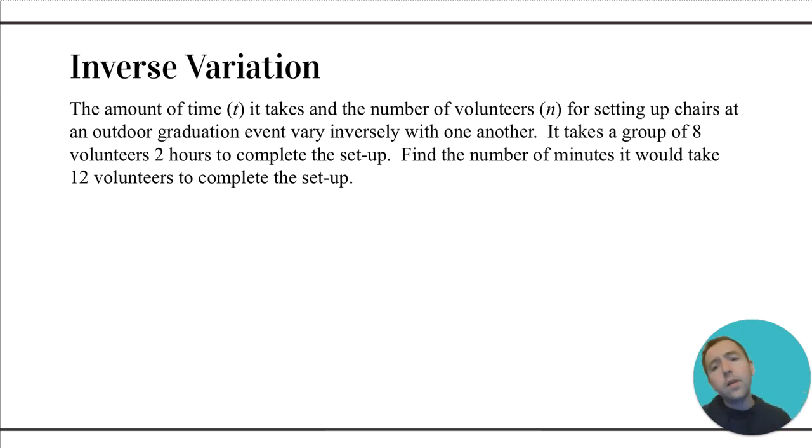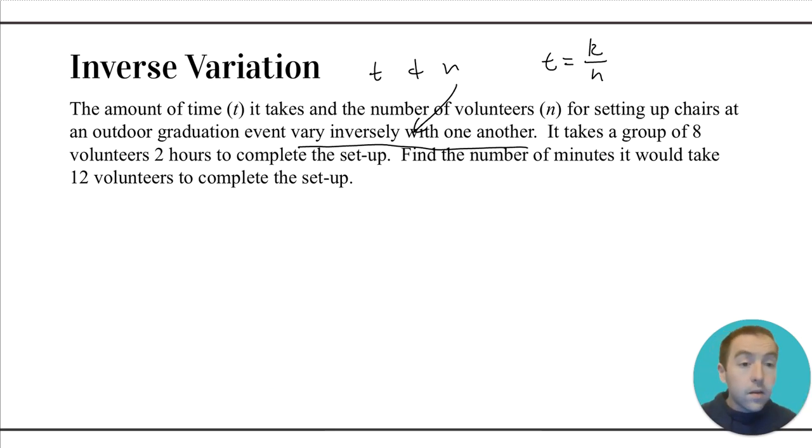Okay, so another great example right here. The amount of time t it takes and the number of volunteers, represented by n, for setting up chairs at an outdoor graduation event, they vary inversely with one another, right? So t and n do. That tells us that t is going to be equal to some constant of variation divided by n because they vary inversely with one another. It tells us that it takes a group of 8 volunteers 2 hours to complete the setup. Find the number of minutes it would take 12 volunteers to set up.